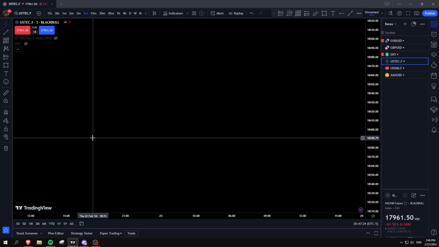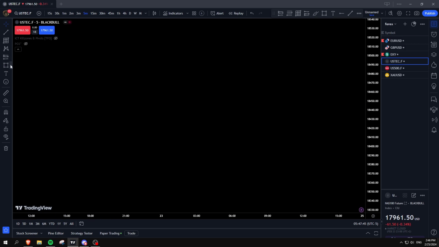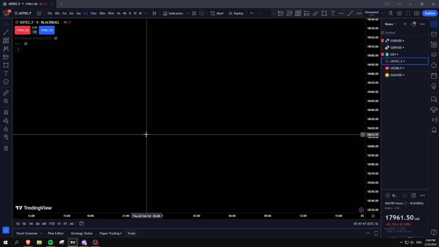How's it going, everyone? Today I'm going to be going over the entry model called the ICT Unicorn Entry Model. This is one of my favorite entry models, to be honest, guys, because it really is a strong entry model to have. So we're going to cover that today. So what is a unicorn? A unicorn is a fair value gap overlapped with a breaker block, a breaker block overlapping a fair value gap.